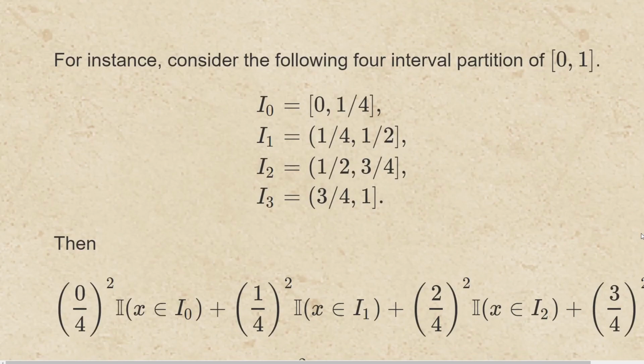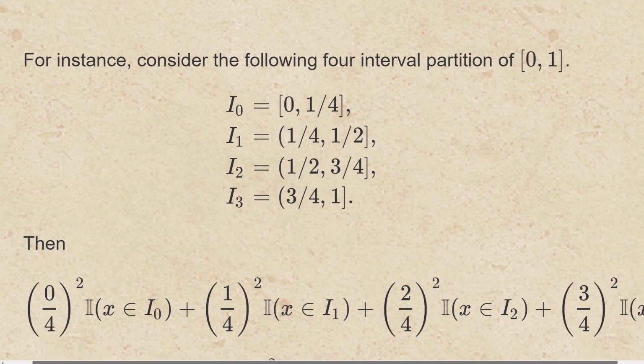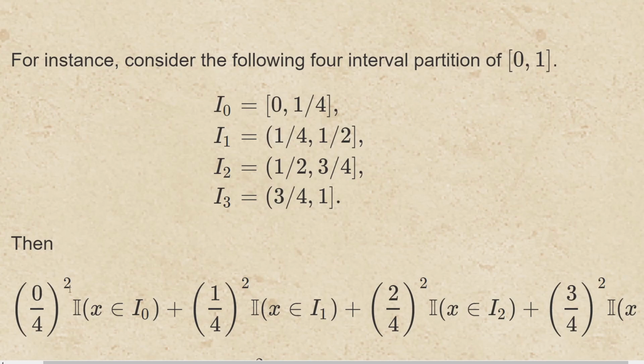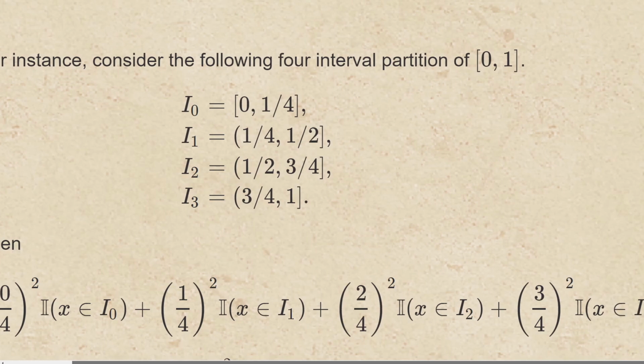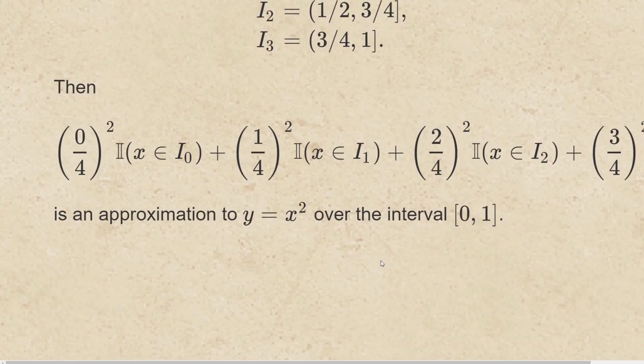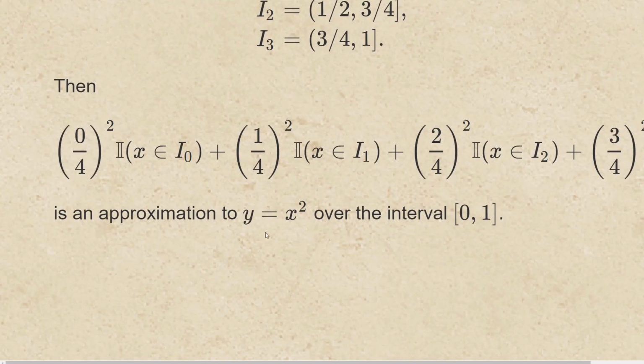For instance, consider the following 4-interval partition of 0 to 1. We have I0 is 0 up to 1/4, I1 is 1/4 up to 1/2, I2 is 1/2 up to 3/4, and I3 is 3/4 up to 1. Then if I take (0/4) squared times the indicator x is in I0, plus (1/4) squared times the indicator x is in I1, plus (2/4) squared times the indicator x is in I2, plus (3/4) squared times the indicator x is in I3, then that is an approximation to the function y equals x squared over the interval from 0 up to 1.